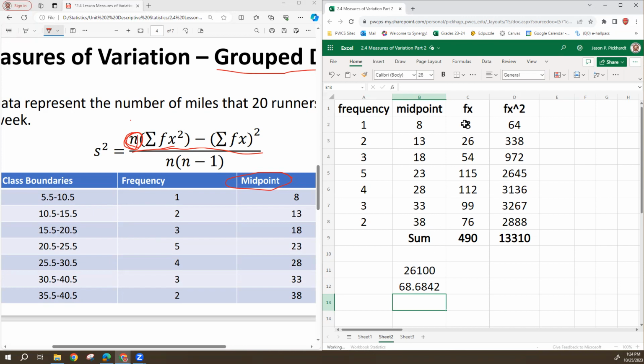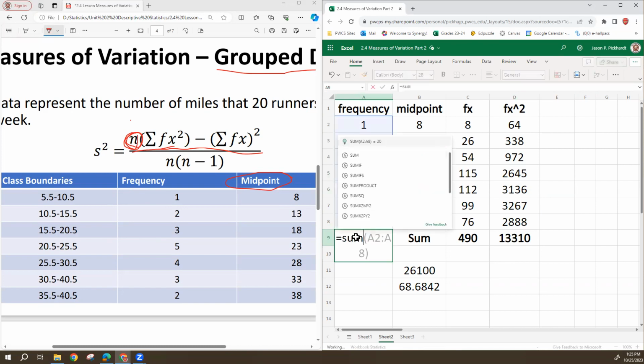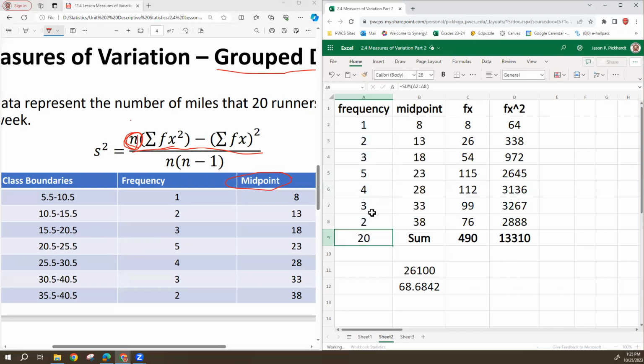So again, what I did was I multiplied my frequencies times my midpoints. I multiplied my frequencies times my midpoints squared. For both of these columns, I found the sum. That means what we'd get when we add them all together. And I did the little algorithm, but you could also just highlight them and find the sum down here. It'll say sum. We use those two values, and I will type my sum in here, and 20, which was our number of data points, to just plug into this formula.